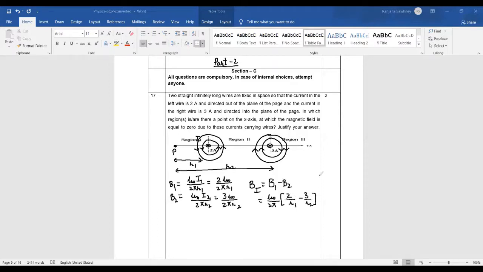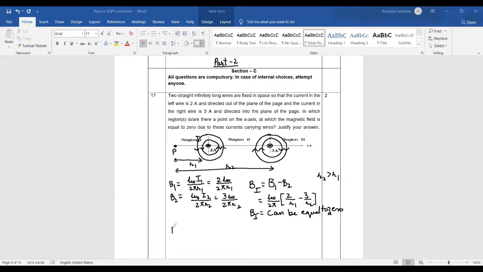Now here we see that R2 is greater than R1, so the magnetic field can be equal to 0 in this region. Let's take an example. R2 is greater than R1. Let R2 be 3 units and R1 be 2 units. So 2 upon 2 and 3 upon 3 both become 1, and 1 minus 1 is 0. So in the first region, the magnetic field can be equal to 0.